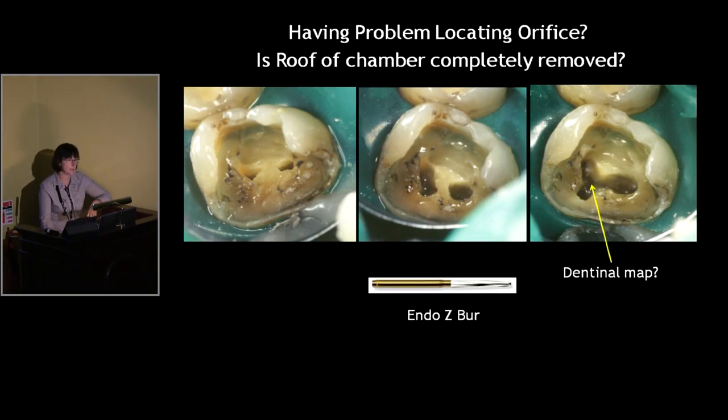We talked about the dentinal map. I've been asked to locate the third canal in this tooth. And if we look, this is the same colour as the wall. We're looking at the roof of the pulp chamber here. You need to use your endo-Z burr and extend it, and here we start to see the dentinal map on the floor. We found our third canal.